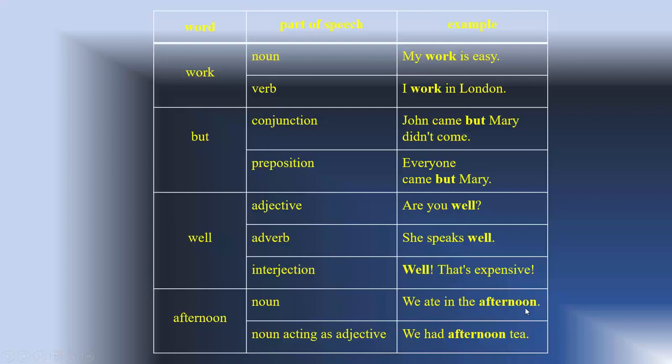Afternoon, noun, and noun acting as adjective. We ate in the afternoon. Afternoon, parts of the day. While we had afternoon tea. Afternoon tea. So it's an adjective describing the tea. Afternoon tea, morning tea, and so on.